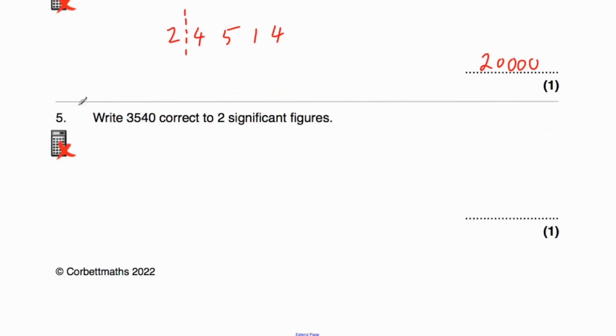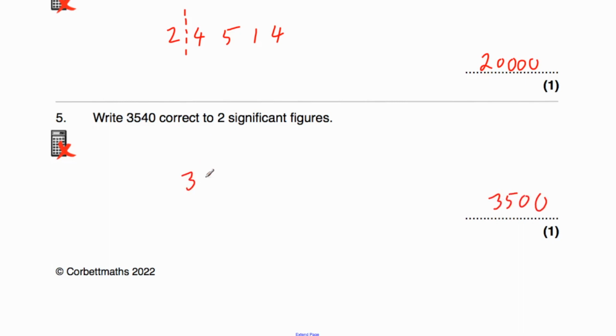Okay, let's have a look at question number 5. Question number 5 says, write 3,540 correct to two significant figures. That means we want two digits followed by zeros. In this case, our choices will be either 3,500 or 3,600. And because it's 3,540, we're going to choose 3,500 rather than 3,600. So our answer would be 3,500.